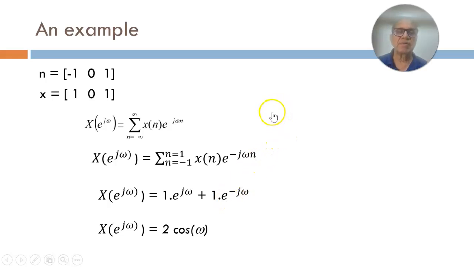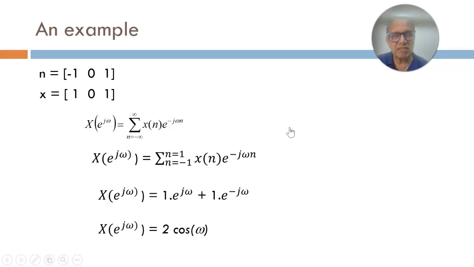Since we know that e raised to j theta plus e raised to minus j theta divided by 2 is equal to cos of theta, we can write this equation in this more compact form, 2 cos of omega. In general, the Fourier transform will have a real part as well as imaginary part. In this particular case, you don't have any imaginary part as it happens, but in general you will have real and imaginary part.